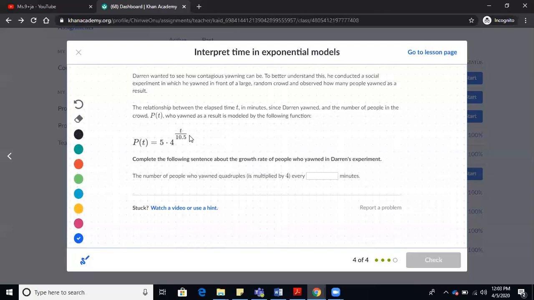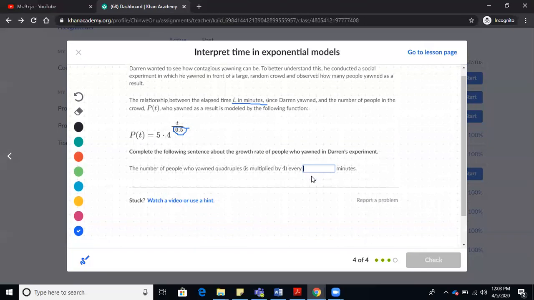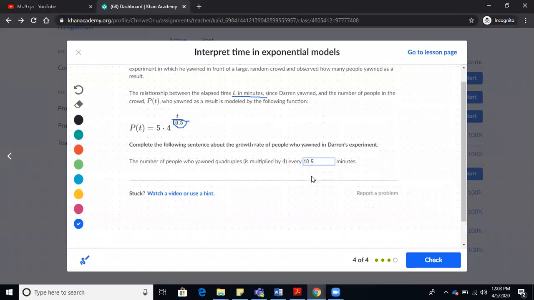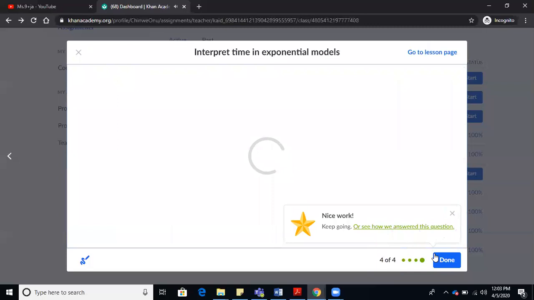So this one, I'm multiplying by a factor. The number of people is increasing by a factor of 4 every 10.5, and this tells me t is in minutes, so 10.5 minutes. And that's how you do that.